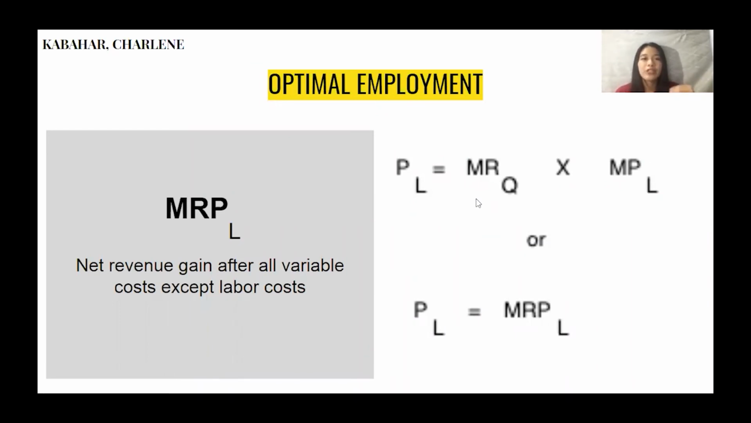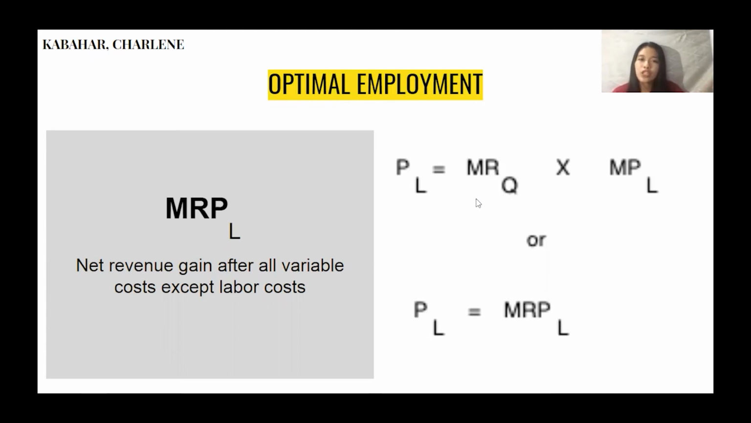It is the change in revenue that results from employing an additional unit of labor, holding all other inputs constant. So from the formula earlier of profit maximization, it can also be expressed as the price of labor equals marginal revenue quantity times marginal product of labor, or simply as price of labor equals marginal revenue product of labor. So why is MRP important?